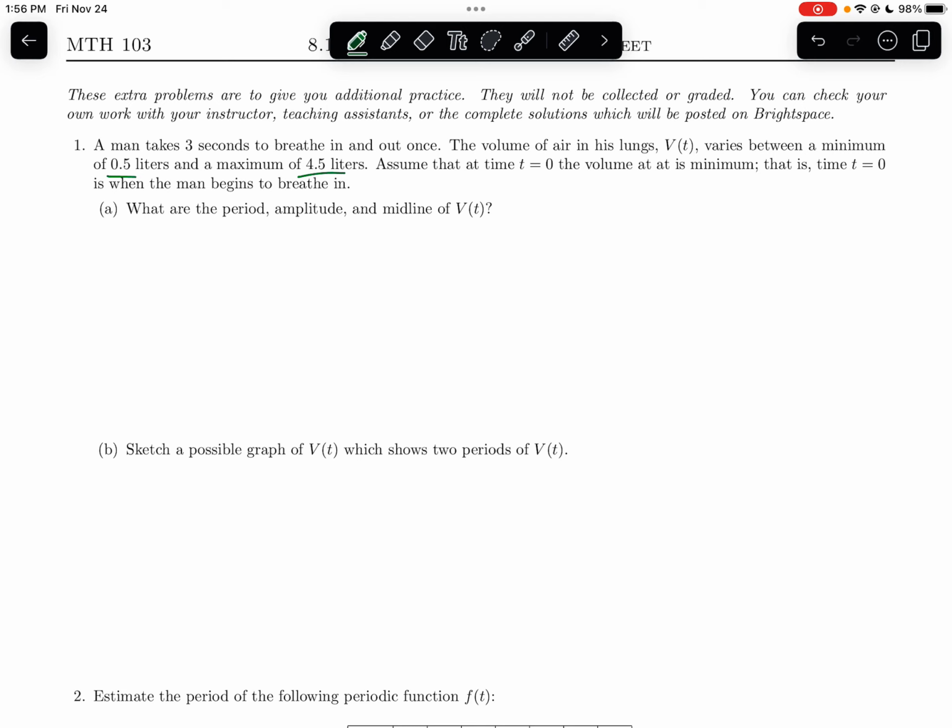So the period would be the length of a cycle for the function, just like in general. So here that would be 3, because we're told that this happens every 3 seconds. So the period would be 3 seconds. And the units of the period have to match the units of the input variable. So because this is seconds, we have a unit of seconds.